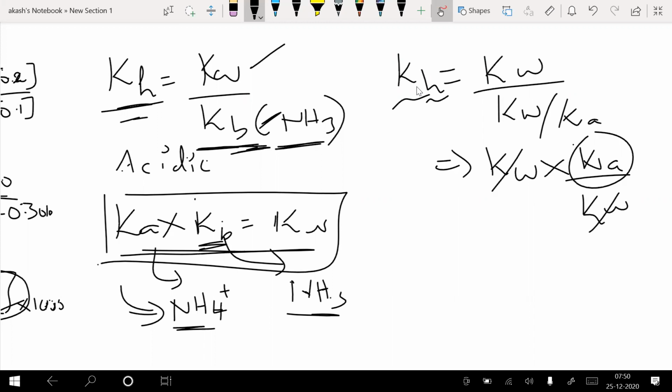Now, in this case, this is a salt hydrolysis problem. They have given only one concentration, that is the salt concentration. Very, very simple. So go for the formula. Just find the pH. This is what kind of salt? Acidic salt or basic salt? Calcium acetate.